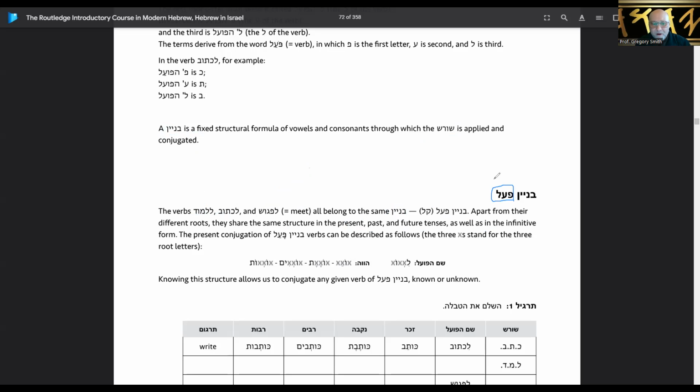Pa'al. Okay, so the binyan pa'al. Verbs can be described as follows. The three letters stand for the three root letters. So for example, Shem Pual, so the name of the structure.